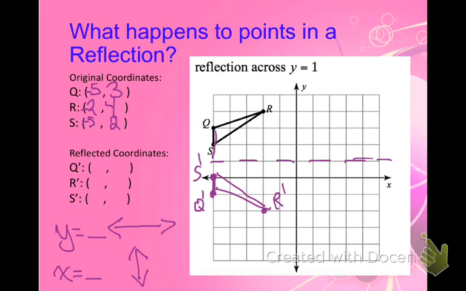All right, so Q prime is at -5, -1. That's not going to change the x. R prime is at -2 and 2. And S prime is at -5 and 0.